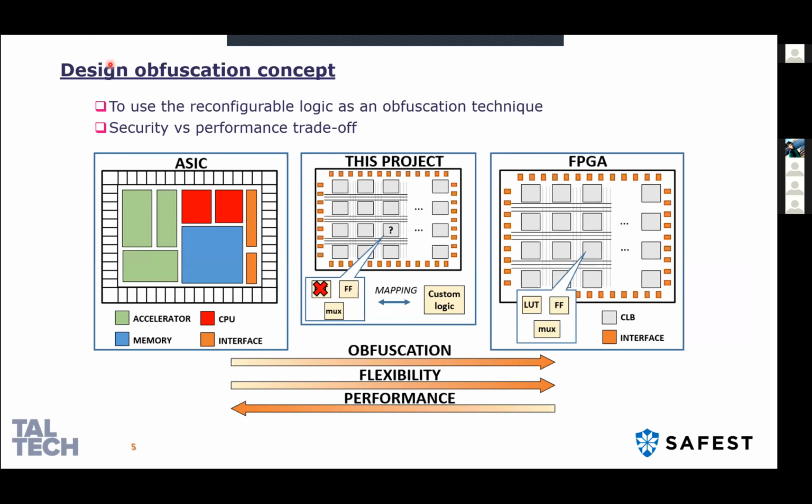Regarding the design obfuscation concept, we have mainly exploited reconfigurable logic as an obfuscation technique. This figure shows 3 devices: FPGA, ASIC, and this project. FPGA offers lower performance, it is flexible, and it is a fully reconfigurable device. It consists of CLBs, and each has a lookup table, flip-flop and muxes. On the other hand, we have ASIC, which is static, with one-time placement, but it gives us best-in-class performance.